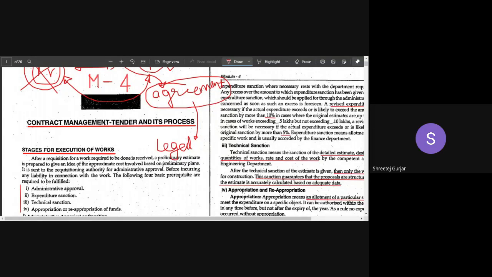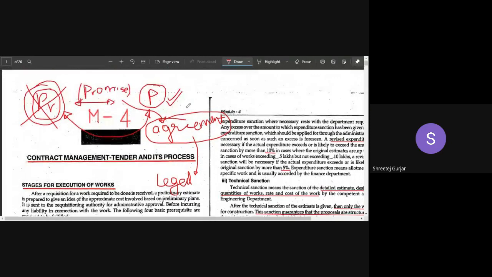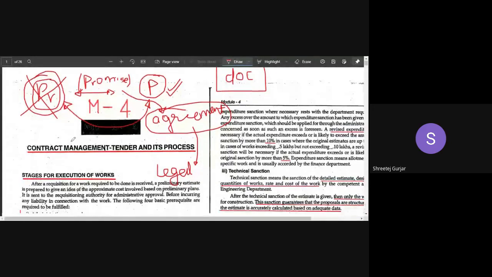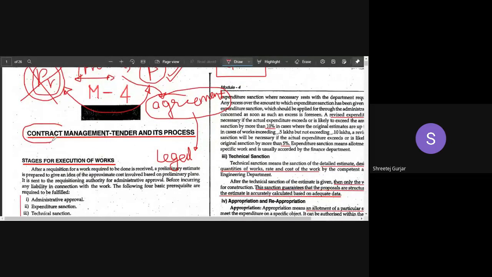And what we do is, we prepare a document of agreement. This agreement which was made orally has to be written down and made into a document format. This document of agreement which you prepare is nothing but what is called a contract. It is what we call a contract document.